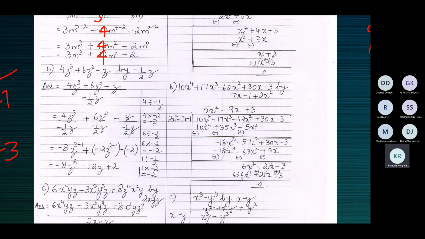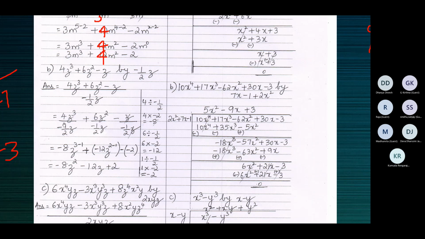In the numerator, you see this 4z cube, 6z square, and this z. Plus and minus become the connecting signs. You can see this minus half z everywhere. These three terms, 1, 2, 3 terms you can see here. That is the first step.